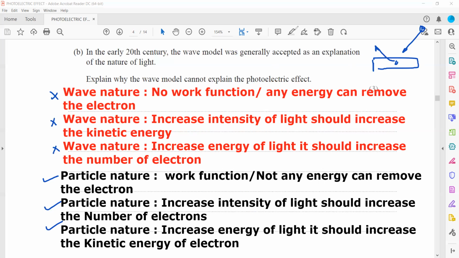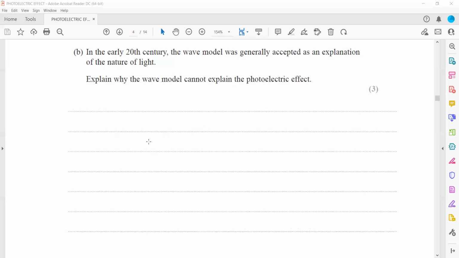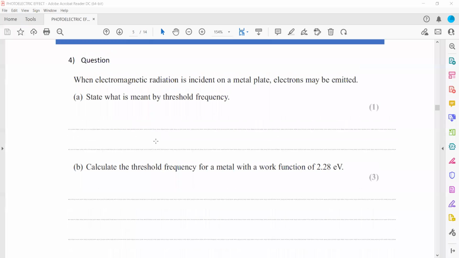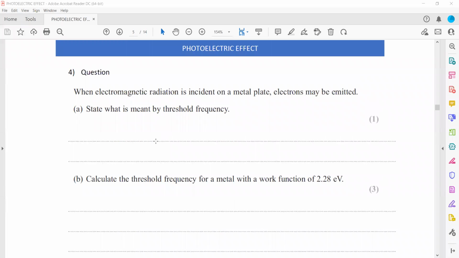So you have to learn this comparison between the particle and the wave nature. Then a photoelectric effect question: when electromagnetic radiation is incident on the metal, electrons may be emitted. What is the threshold frequency? Look, two things are there. One is called the threshold energy. Threshold energy is the minimum possible energy needed to remove an electron, and threshold frequency is the minimum possible frequency needed to remove an electron.